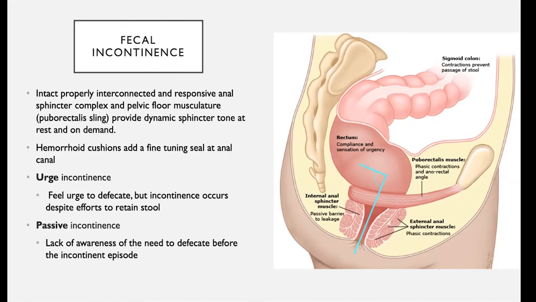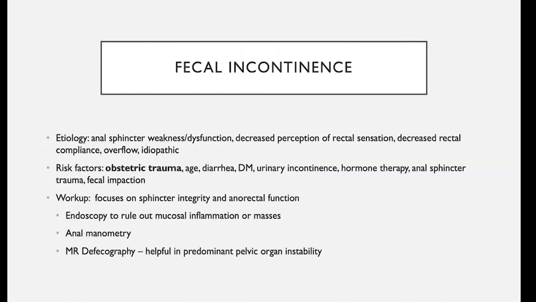Urge incontinence is defined as feeling the urge to defecate, but incontinence occurs despite efforts to retain stool. And then passive incontinence is when the patients lack awareness of the need to defecate before the incontinence episode. Etiology can be anal sphincter weakness or dysfunction, decreased perception of rectal sensation, and decreased rectal compliance. It can also just be idiopathic in nature.